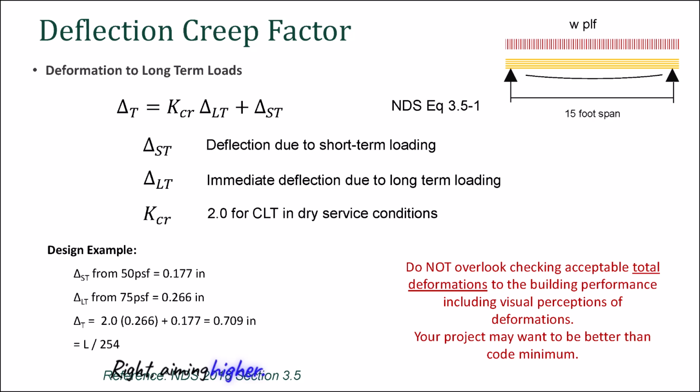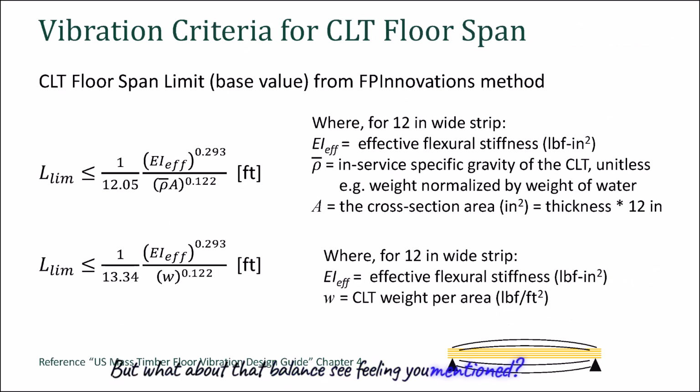Right, aiming higher. Okay, so we've covered strength, bending and shear, and we've covered deflection, both immediate and long-term creep. But what about that bouncy feeling you mentioned? That's vibration, isn't it? Exactly. Vibration criteria for CLT floor span is the next big piece, and it's all about occupant comfort. Like we said, nobody wants to feel like they're walking on a trampoline, especially in an office or apartment. Definitely not. How do they check that?